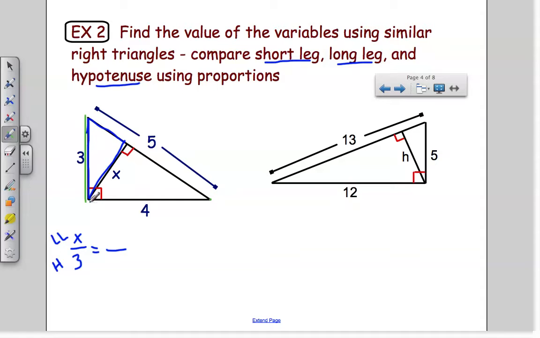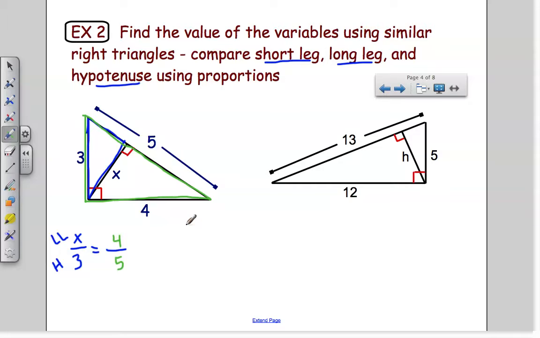I'm really good at drawing some of these lines. Okay, I'm going to use that green triangle, and I have to put long leg on top. What's the longer leg of this big green triangle? The longer leg would be 4. Hypotenuse goes on bottom. What's the hypotenuse of this big triangle? Would be 5.